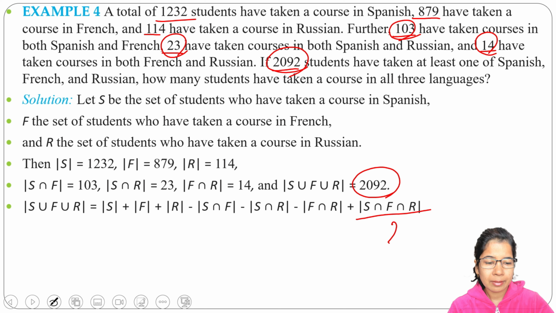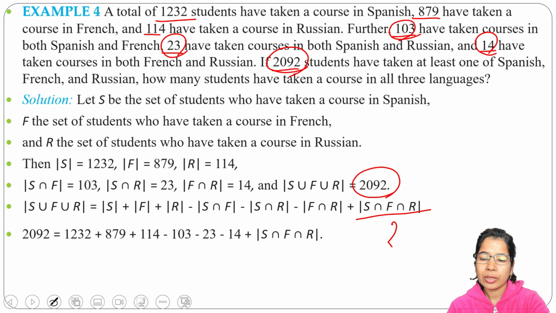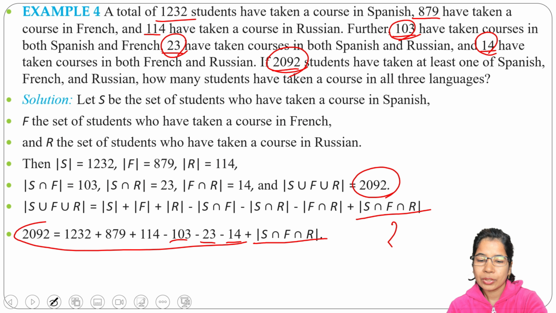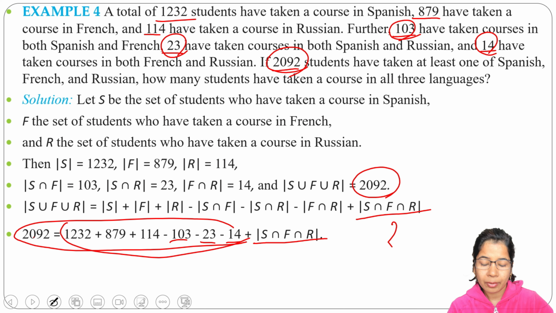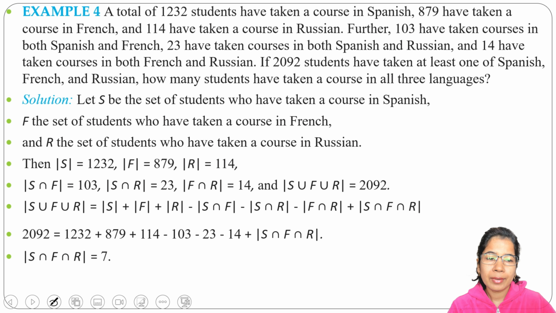We don't know this value. We have S union F union R, that is 2092. Now substitute all the values. 2092 equals 1232 plus 879 plus 114 minus 103 minus 23 minus 14 plus S intersection F intersection R. Now solve this. Okay, just find the value, take it to the left side, and subtract from 2092. So S intersection F intersection R equals 7. So there are a total of 7 students who take a course in all three languages.